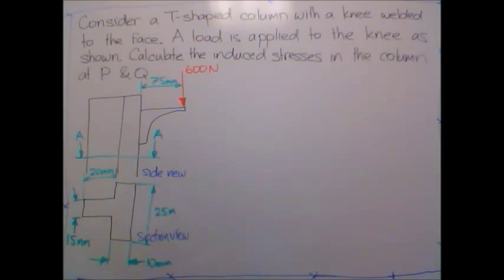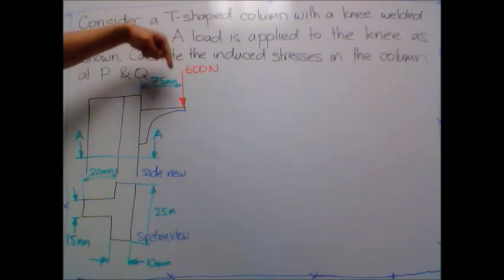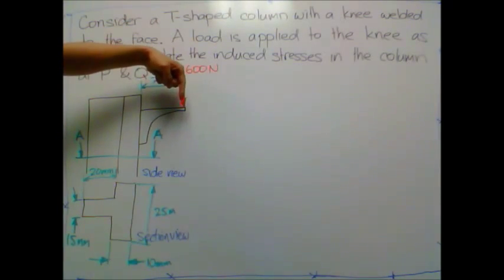So the procedure for this question has 5 steps. Our first step is to find the centroid of the section. The second step is to find the area moment of inertia around the centroid, or around the neutral axis. Our third step is to find the equivalent loads being applied to this section. What that means is we've got this load of 600 newtons being applied on the knee.